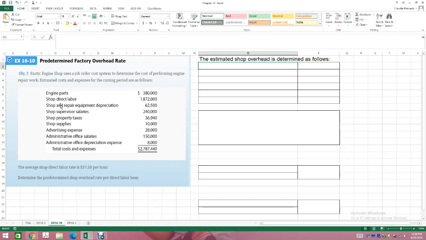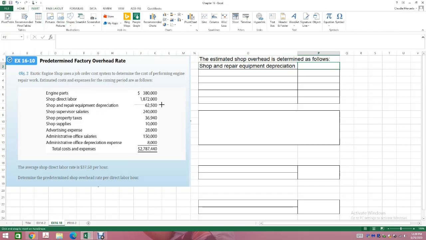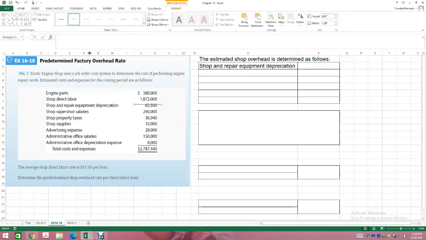Okay, now look at the third item: shop and repair equipment depreciation. Does that fall under materials or labor? No, that falls under overhead. So that's the first item that I'm going to include. Okay, shop and repair equipment depreciation. Okay, and the amount is $62,500. Okay.